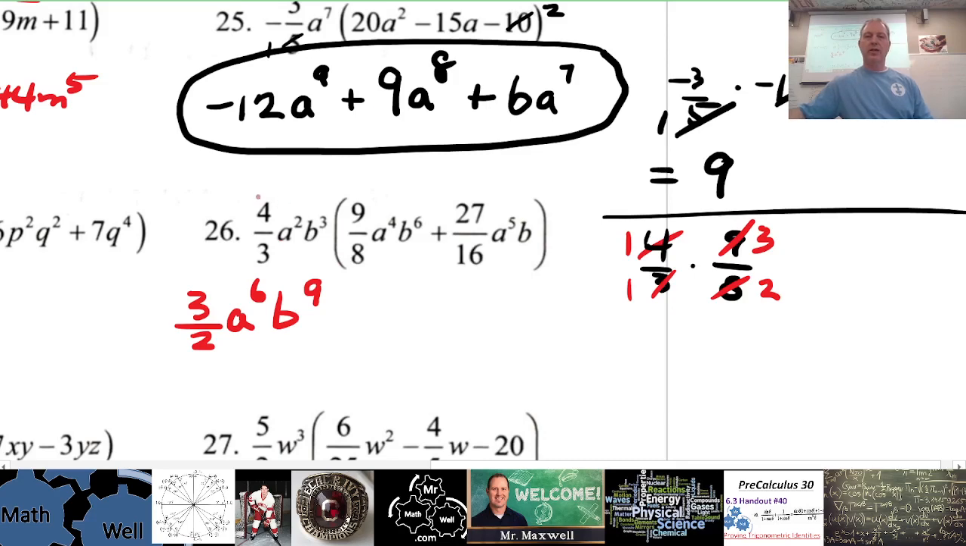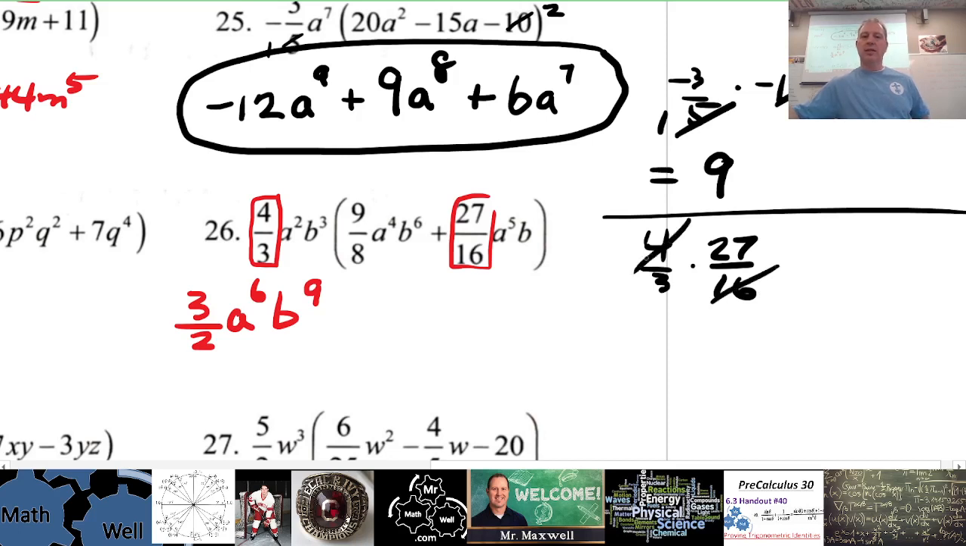So now we need to do this 4/3 times 27 over 16. So let's do that one. 4/3 times 27 over 16. I'll do that in black maybe. 27 over 16. So 4 over 16 is going to be 1 over 4. 27 over 3 is going to be 9 over 1. So that should be 9 over 4.